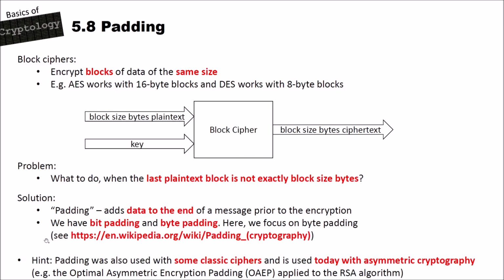And here's one hint. Padding was also used with some classical ciphers in history, and it is used today with asymmetric cryptography also. For example, the optimal asymmetric encryption padding, or abbreviated OAEP, is also applied to the RSA algorithm.